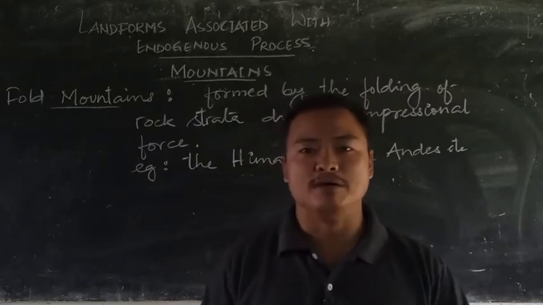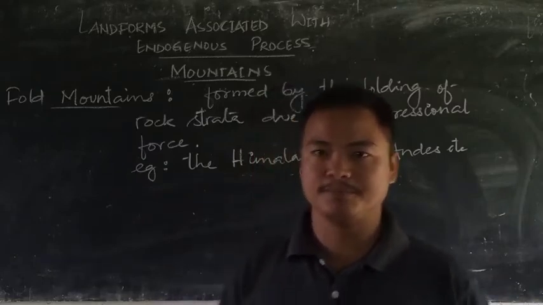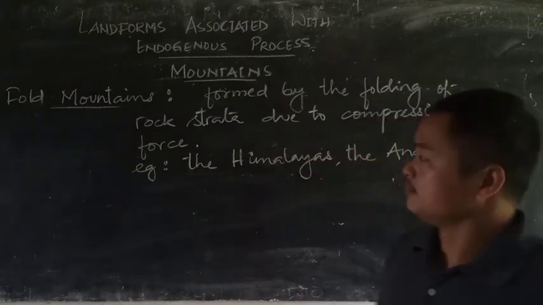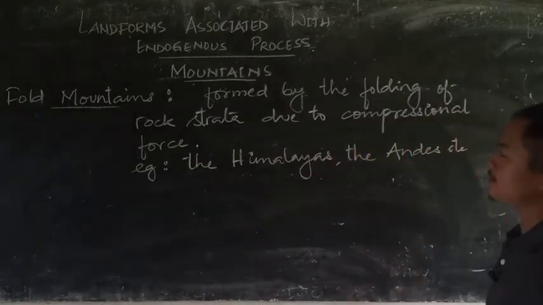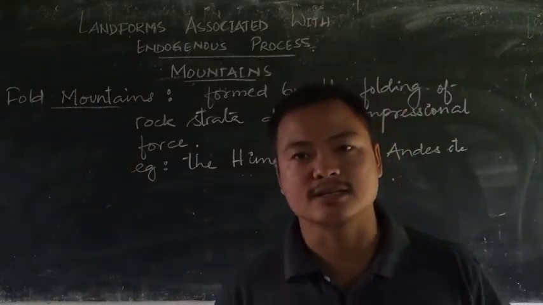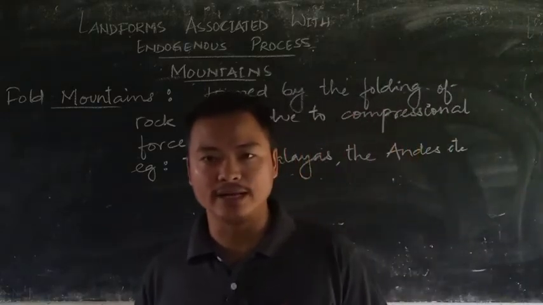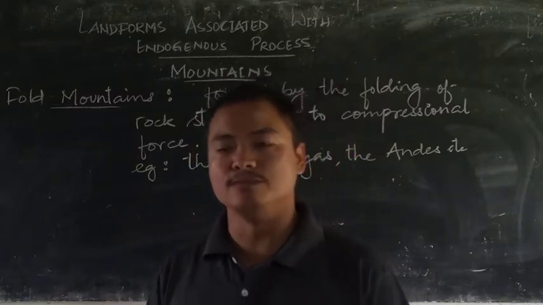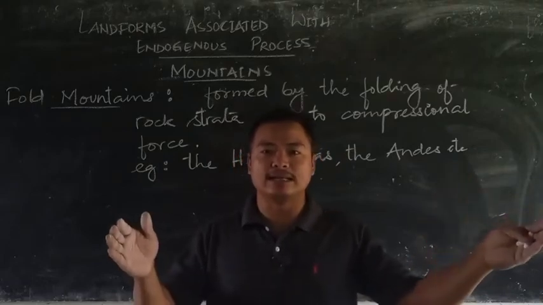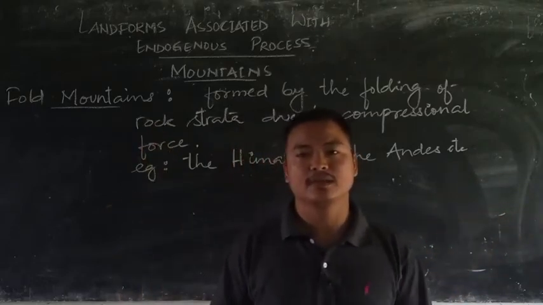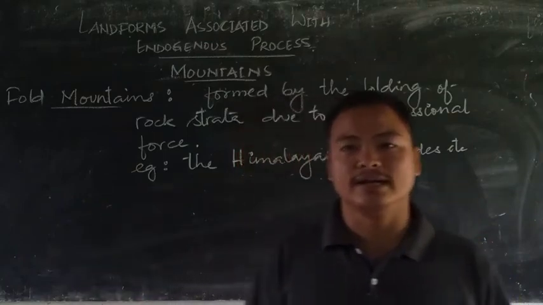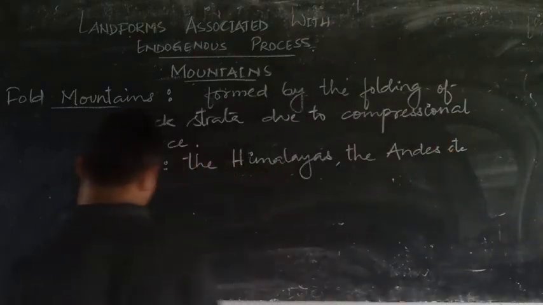The first type of mountain to be discussed is the fold mountain, and it is defined as a mountain which is formed by the folding of rock strata due to compressional force. We discussed the process called folding and different types of fold forms. When force is applied from either direction, or from one direction while the other remains static, the horizontal layer of the rock strata starts folding. This is where we can see it.